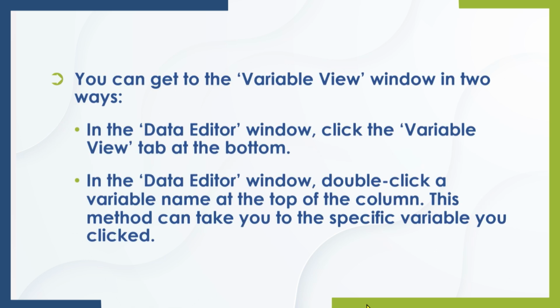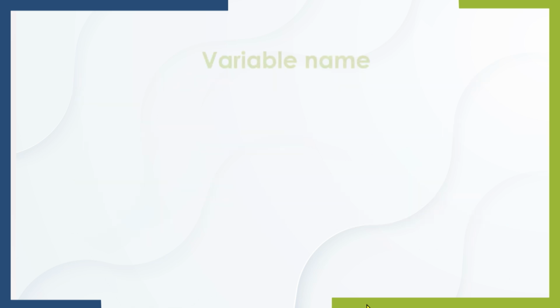You can get the variable view window in two ways. The first way is, in the data editor window, click the variable view tab at the bottom. The second way is, in the data editor window, double click a variable name at the top of the column. This method can take you to the specific variable you can click.